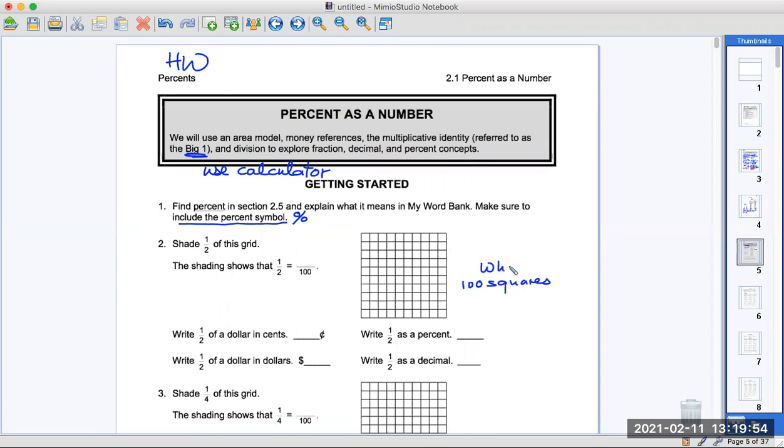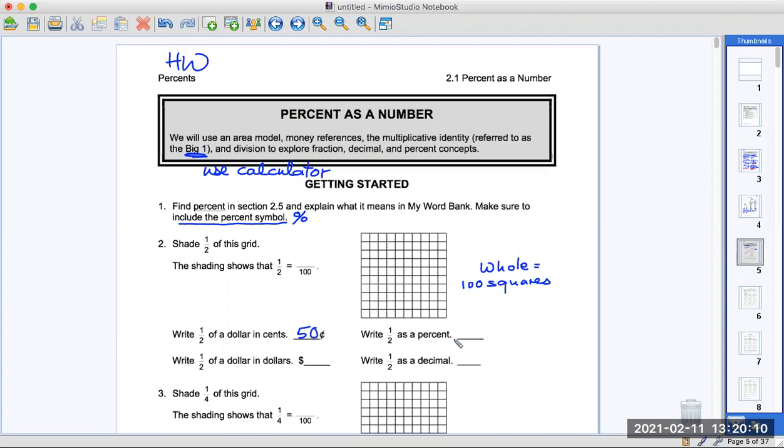That's your whole. Okay, so you're shading 1/2 out of the whole. Then you fill in this, okay? Write 1/2 of a dollar in cents. 1/2 is 50 cents, right?